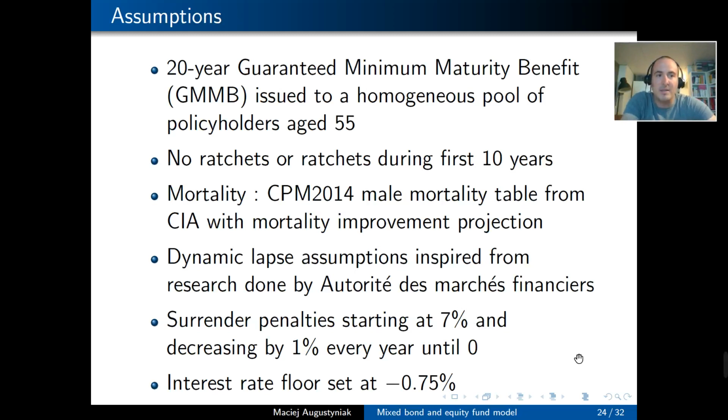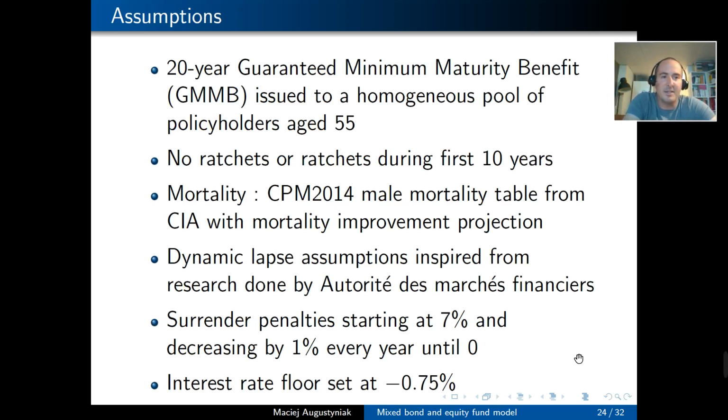And the policy, we made several assumptions on the policy we wanted to value. So we assumed we were pricing a 20-year maturity GMMB. A GMMB is a policy which provides a benefit if the policyholder survives until the maturity date. We assume that this benefit was issued to a homogeneous pool of policyholders age 55. The GMMB guarantee, we assume, was a return of capital guarantee, but it included either no ratchets or ratchets during the first 10 years.